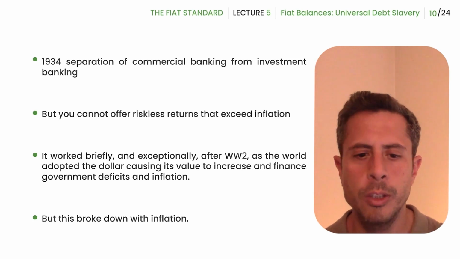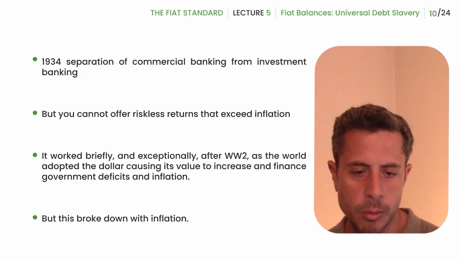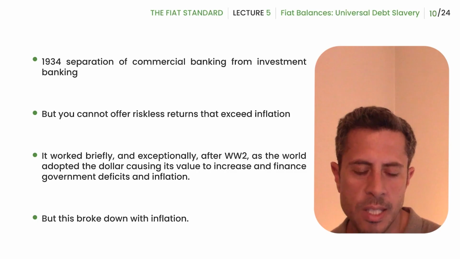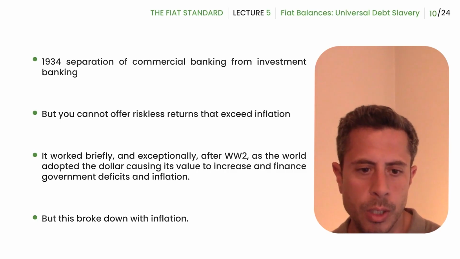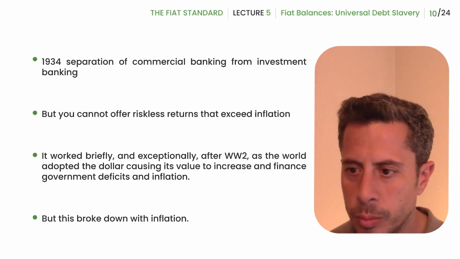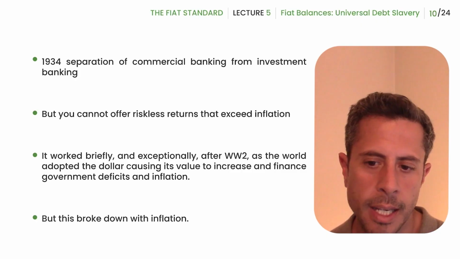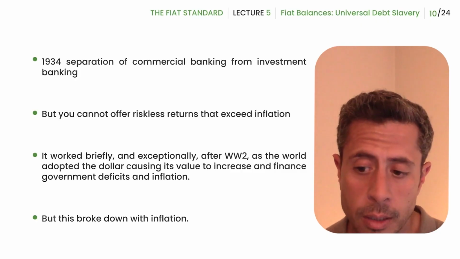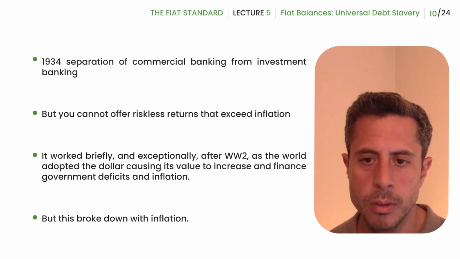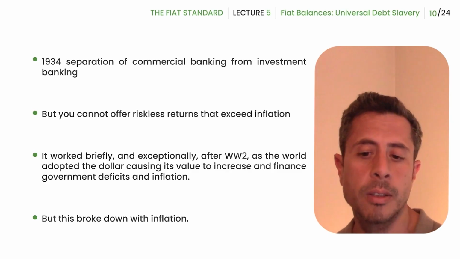And so the way that people tried to beat inflation was to get back into the stock market and the bond market. It worked briefly and exceptionally after World War II as the world adopted the dollar, causing its value to increase and finance government deficits and inflation. It worked in that exceptional period because the US could do anything and not suffer inflation, because it was just printing money and handing it out to the rest of the world that was taking it. And the US didn't have to maintain gold cover very strictly, and as we saw in the 50s and 60s there was a lot of inflation, but it was covered up by the fact that people were buying it.